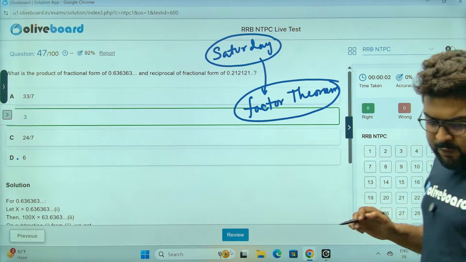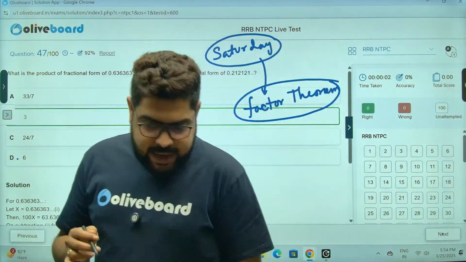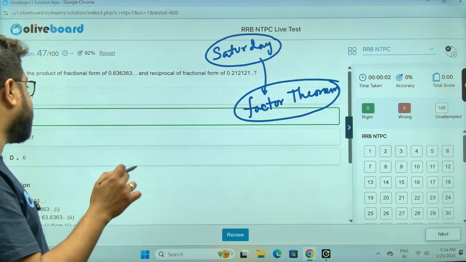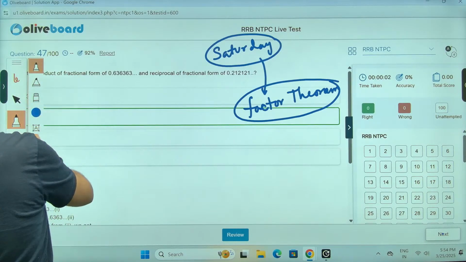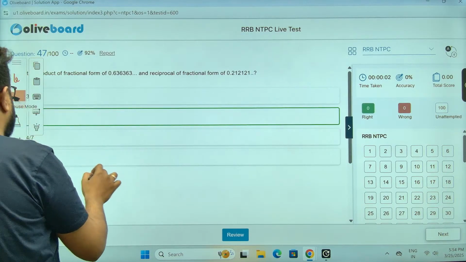And again, if you want remainder and factor theorem, do those two topics together.